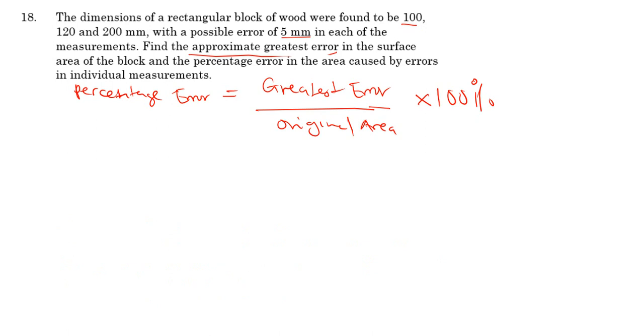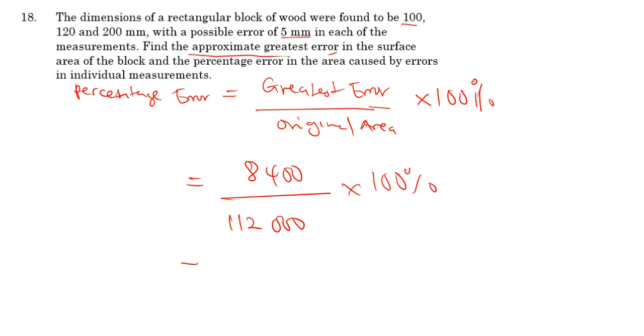Okay, so when I put it there, I get 8040 like that. Then I have 112,000 multiplied by 100%. Then this is going to be 0.075 multiplied by 100%, and this just gives me that the percentage error caused by the individual measurements is going to be 7.5%, like that. So this is how I calculate that percentage error.